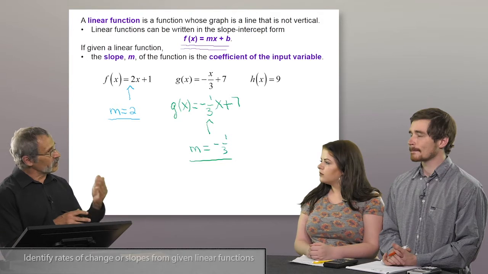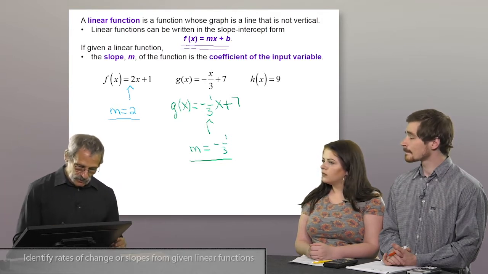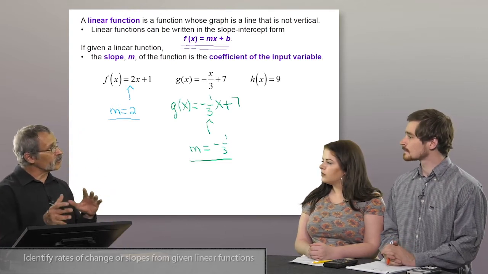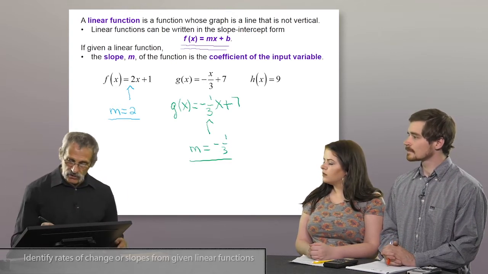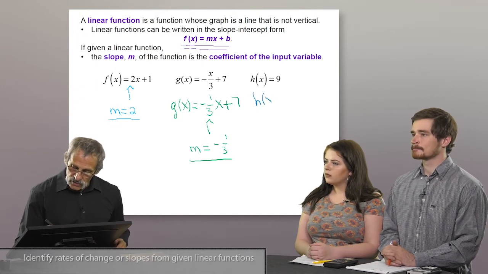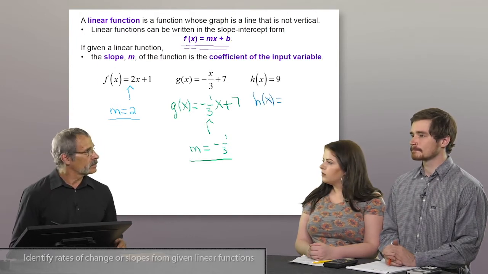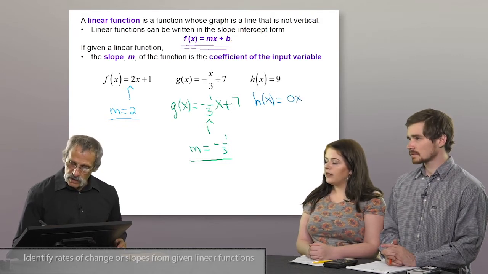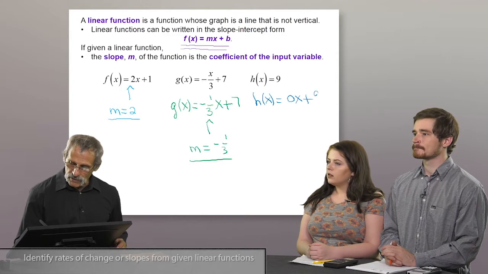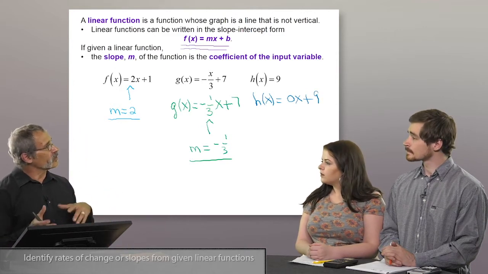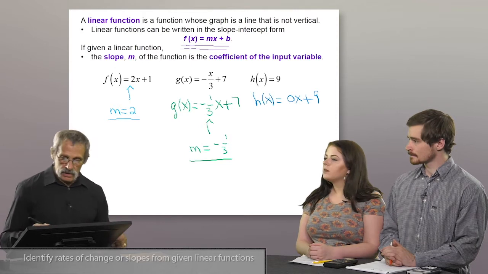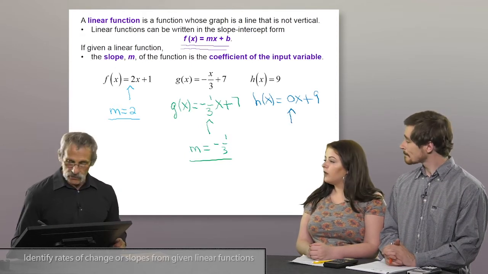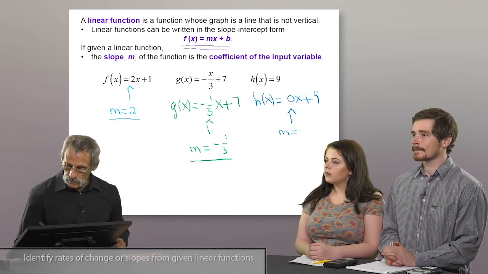In my very last function, h of x, again I want to rewrite it. I would like you to rewrite it so that it's in the form of mx plus b, so I can read off the coefficient in front of x. So I would rewrite it as h of x is equal to, would it be 0 times x? Very good. And then plus 9. And now it's in the right form because 0 plus 9 is 9, and that's what we have. Now for the easy part of the question, which is what is the slope for this line? 0. That's excellent. Thank you.